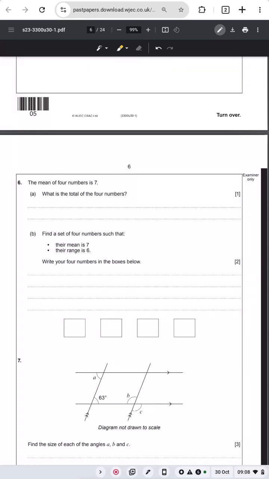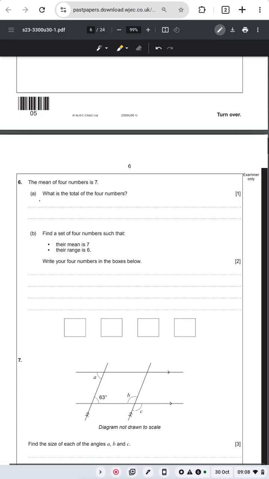So the mean of 4 numbers is 7. What is the total of the 4 numbers? So when we find the mean, we add all the numbers up and we divide by the number of numbers there are, in which case there's 4. So if we divide by 4 to find the mean, we have to times by 4 to answer this question. So we got 7 times 4, which is 28.